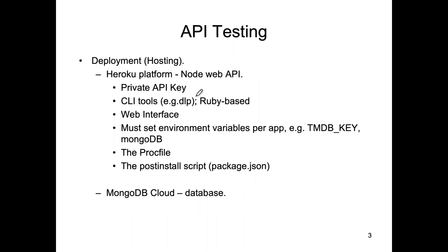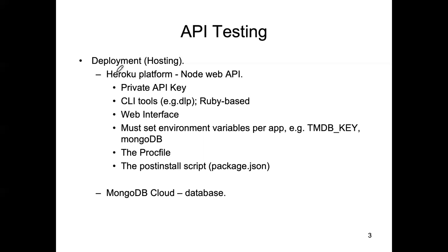So I want to deploy my web API onto some cloud hosting service, and there are many of them out there. The one that I'm using and the one that you will use, you can use another one if you want to, but the one that I'm using is Heroku. So Heroku is a cloud hosting platform, and amongst other things, you can host Node web APIs on this platform. You can host other types of applications as well, Ruby ones, Java ones, Python ones, etc., etc.